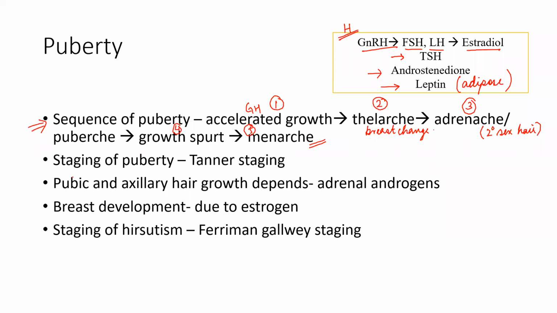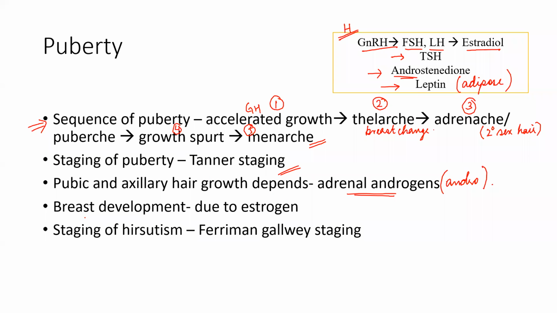Now, remember, the staging used to stage puberty is called the Tanner staging. We know adenarche, that is pubic and axillary hair growth, depends upon the adrenal androgens. Which adrenal androgen are we talking about? We are talking about androstenedione. So androstenedione is the hormone we are talking about here.